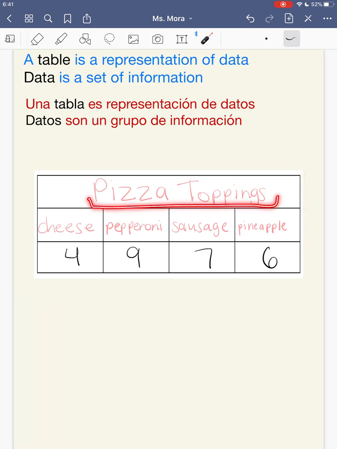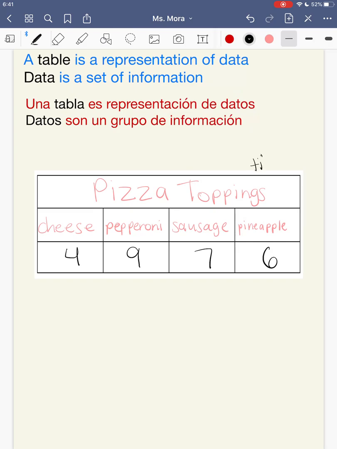Pizza toppings is the title of the table. Okay, that's what we're talking about in the table. So here is the title. And cheese, pepperoni, sausage, and pineapple are the categories. That's what we're gonna put in our graph.